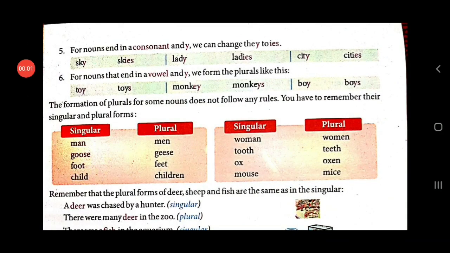See, I will read out the same. Man, men. In place of A, they have written E. Okay, they have replaced A with E and it becomes plural. Then goose, geese. They have replaced double O with double E to form its plural. Foot, feet. Child, children. Woman, women. Tooth, teeth. Ox, oxen. Mouse, mice.